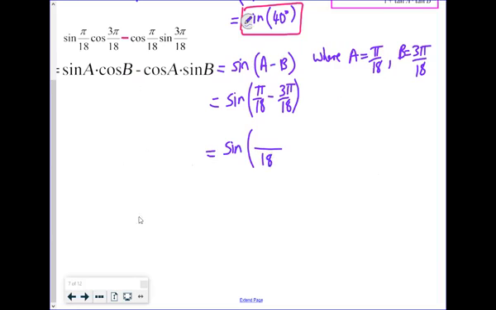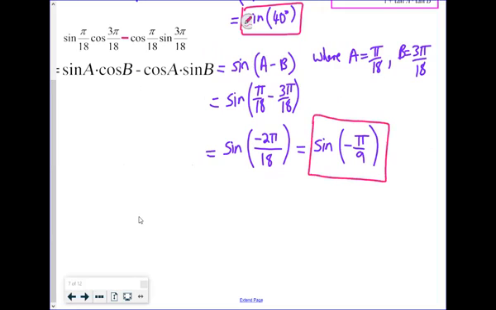So what's 1 pi take away 3 pi's? Minus 2 pi. Reduce that, that can be simplified. 2 goes into 18 9 times. So that is the sine of one angle. We've answered the question in the format they wanted us to.